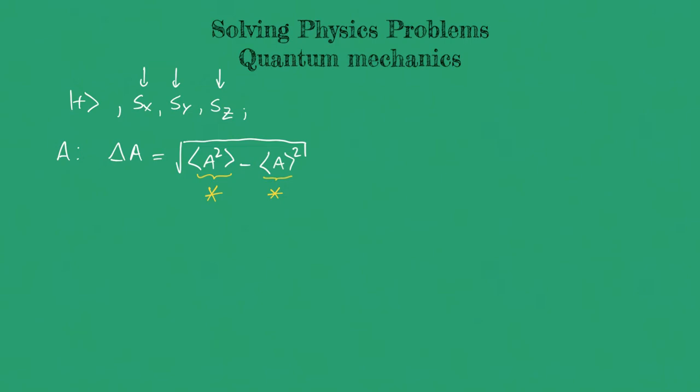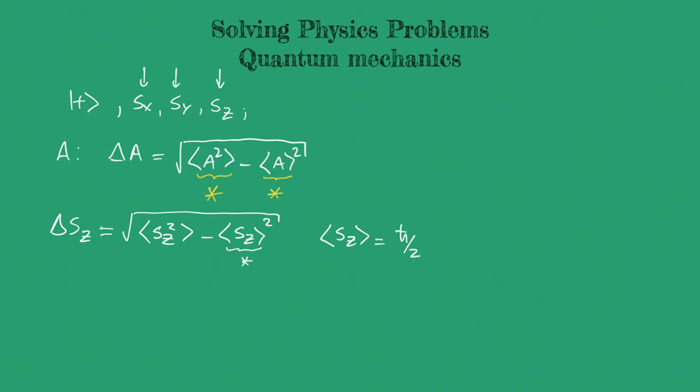I'll start from the simplest case, Sz. The uncertainty associated to this operator, considering the ket plus, is defined as the square root of the first term minus the second term right here. We have already calculated the second term, and we just need to square it. The expectation value of Sz, considering the quantum state ket plus, is h bar over 2. Then this term squared is h bar squared over 4.